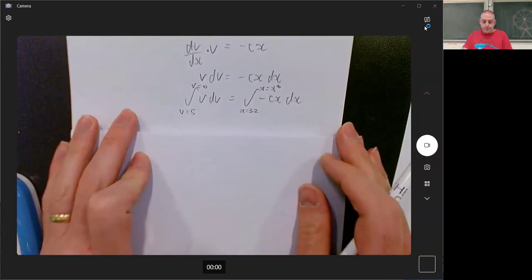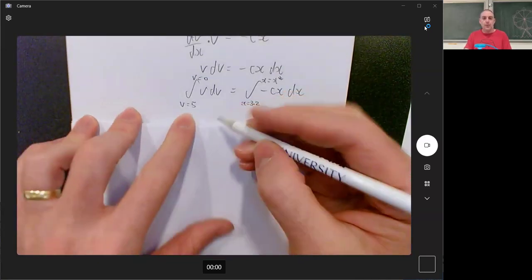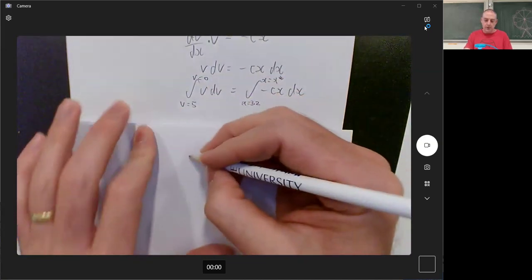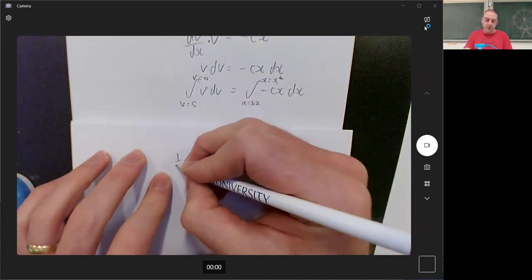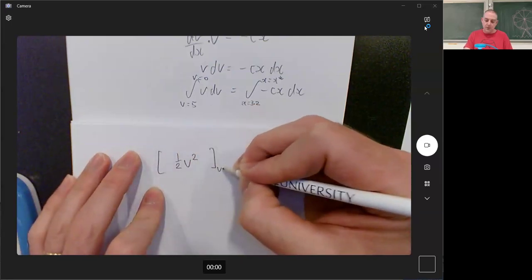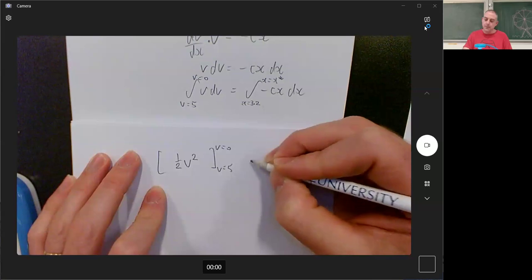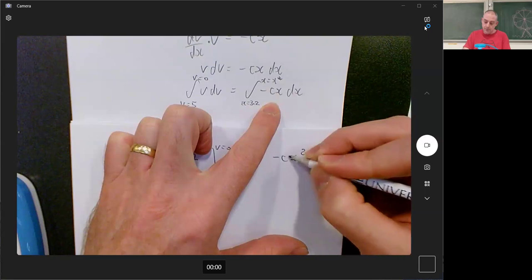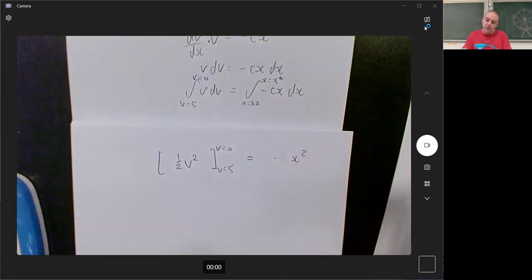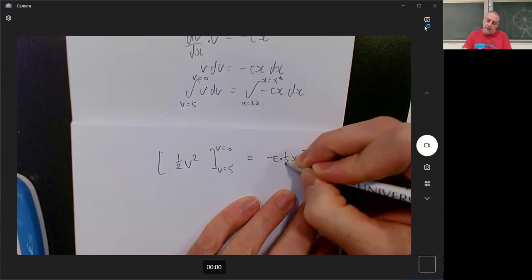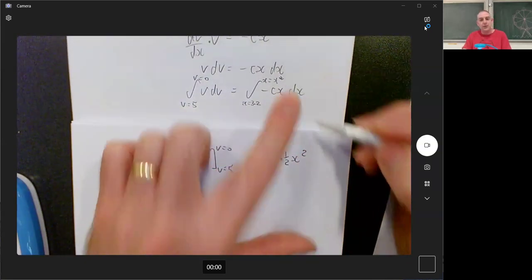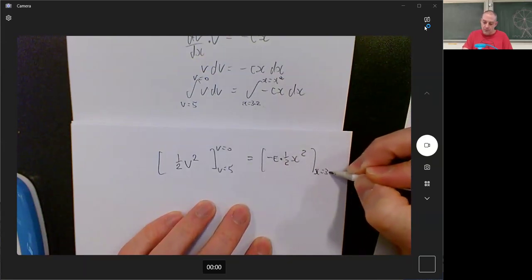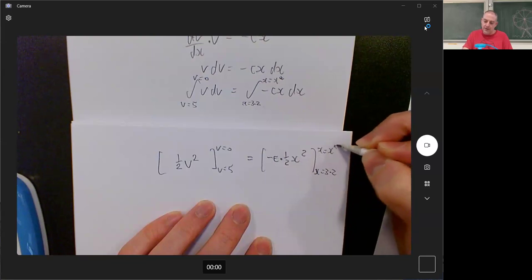And so, we'll do this one. And so exponent will go up by 1, and I'll divide by the new exponent. And I'll go from v equals 5 to v equals 0. And this one, same deal. The minus c is multiplied on, so it will still be there. And the x will go up to x squared, and I'll divide by the new exponent. And so I'll get x equals 3.2, and x is whatever x is at that moment.